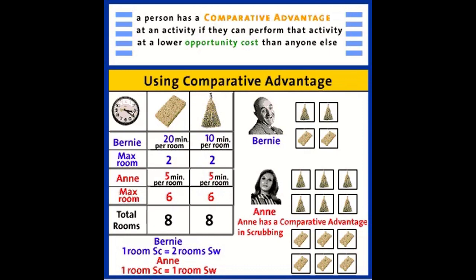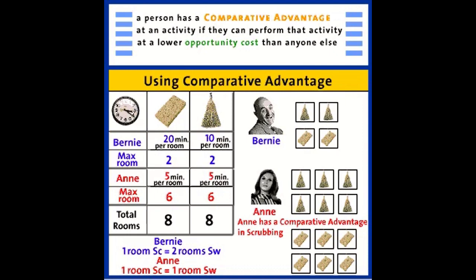Let's suppose Bernie decides to reallocate his time and specialize in sweeping, that is, to do more sweeping and less scrubbing. Why am I having Bernie do more sweeping and less scrubbing? Because scrubbing is relatively expensive for Bernie to do. He doesn't have a comparative advantage in scrubbing. He would like to work out a deal where Anne does more scrubbing because her cost is lower. Bernie will do more sweeping because his cost for sweeping is lower.